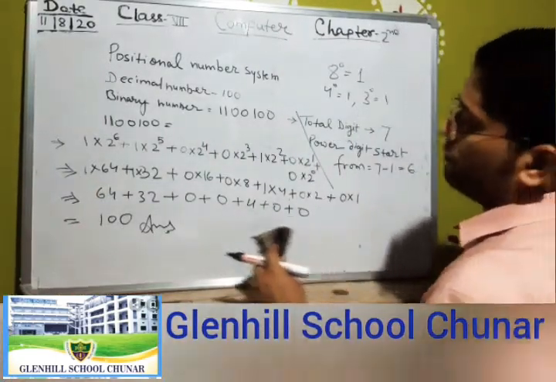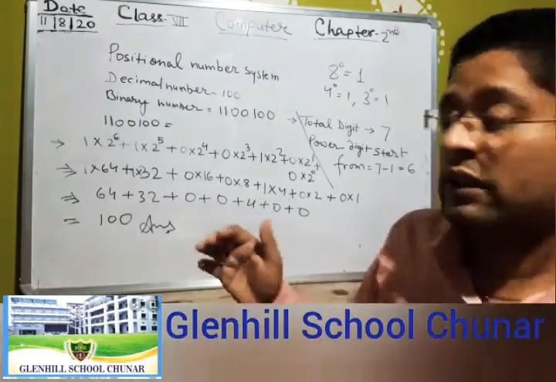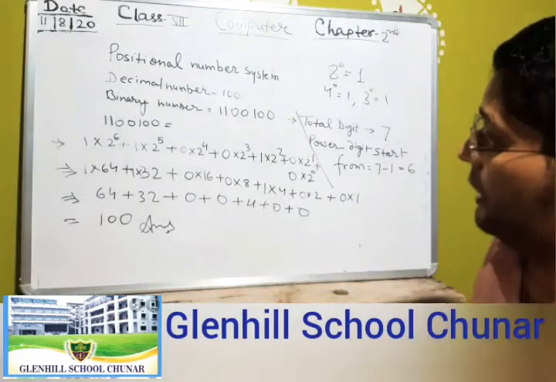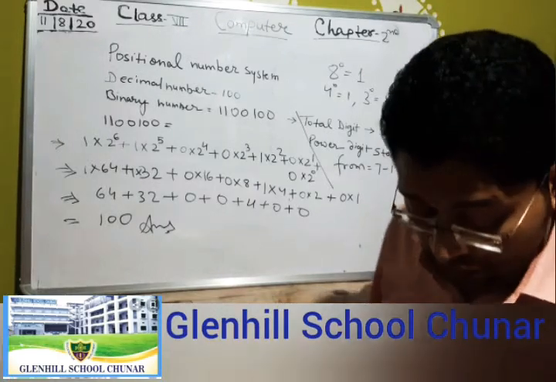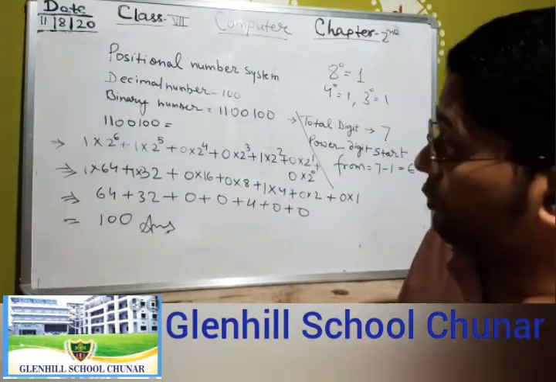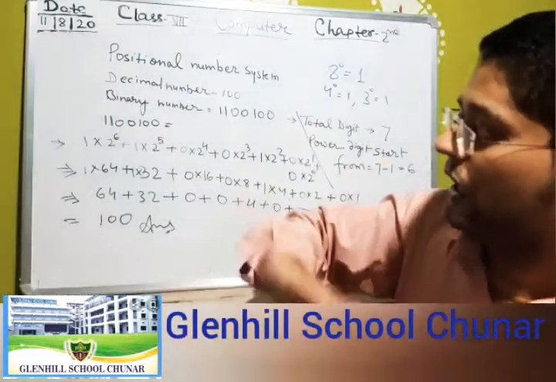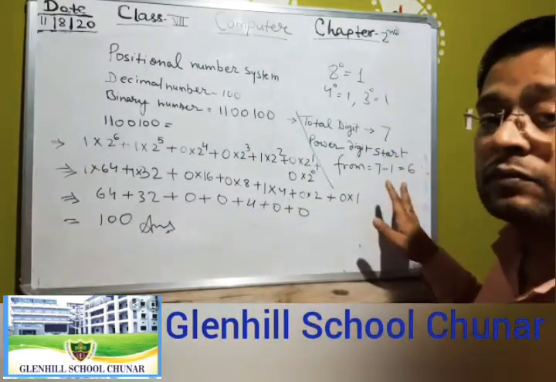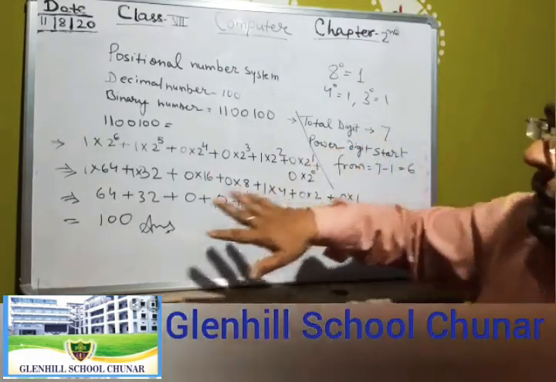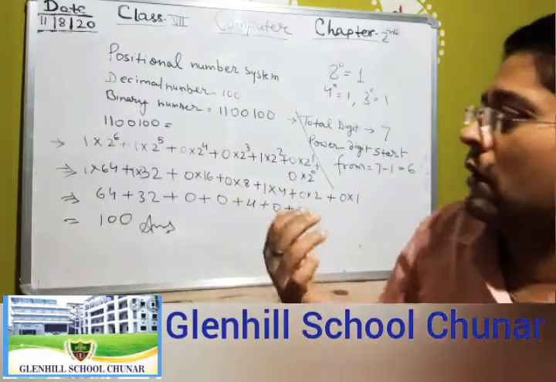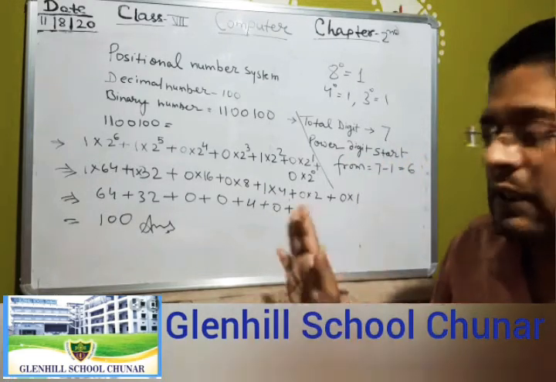I hope that you understand well about converting a binary number to a decimal number. Really simple and very easy. You only need to count how many digits in total, and subtract one. So the total digits are 7 and the power starts from 7 minus 1, 6. And decrease the power: 6, 5, 4, 3, 2, 1, 0. That's it.